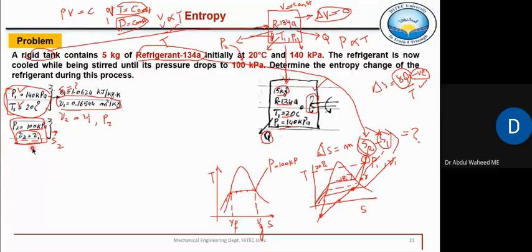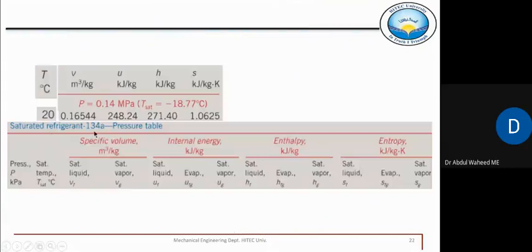Okay, so first of all, I need to check at this pressure of 100 kilopascal what Vf and Vg are. How can I do it from the table of R134A, which table? The saturated table, not superheated. In the superheated table, at this pressure, there are a number of possible V's. But within the dome, at this particular pressure, Vf and Vg are fixed. These are the two possibilities. So let's go to the table.